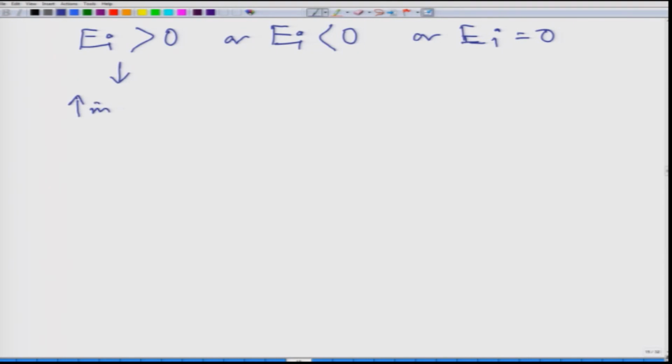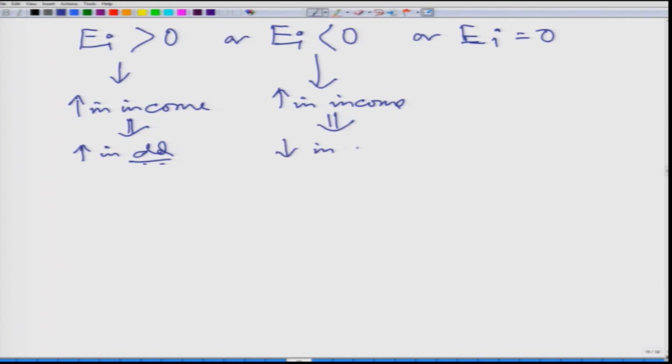So over here, rise in income leads to rise in demand. Rise in income leads to fall in demand. Rise in income leads to no change in demand.